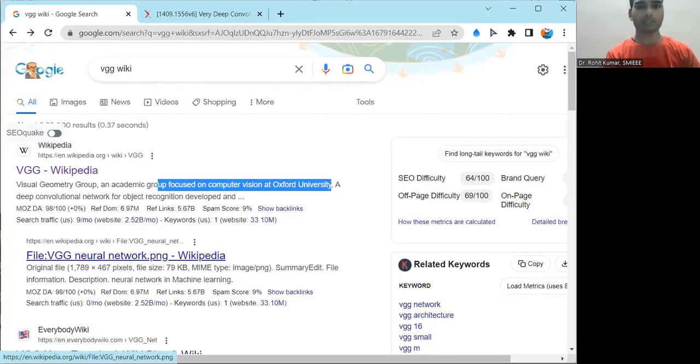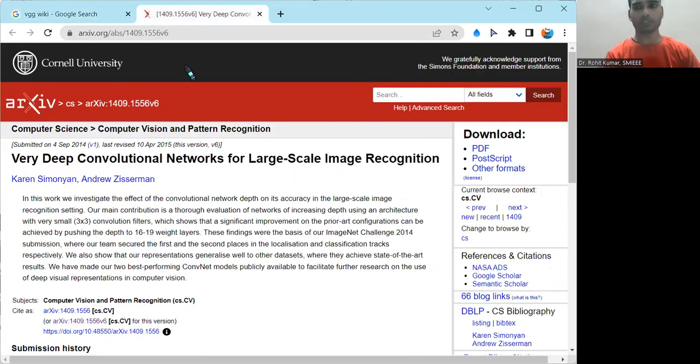Now, when we say VGG, like I usually say, it doesn't matter whether it's a network, any concept, or some dataset, there must be some base paper or focused study paper. If you find that, then it becomes very easy to understand that particular topic, and it makes for a straightforward journey to future topics and related concepts.